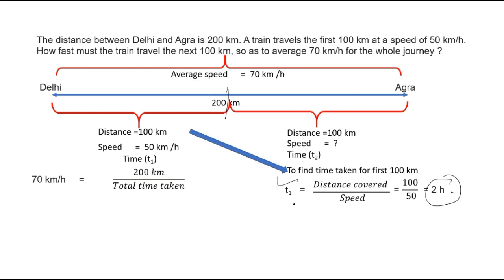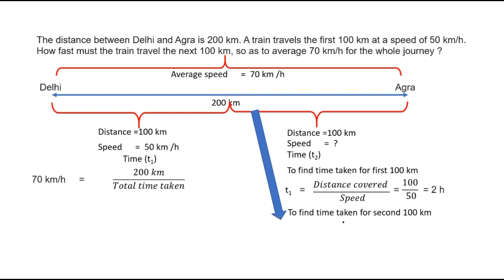Second case. Now here it's very important, and there is a tendency of committing a mathematical error in finding this, so you have to be a little bit alert. We have already taken the first 100 kilometer time. Now we'll go for the second 100 kilometer time, and then we will add them and find out the total time. We will get the equation now. So T2 is equal to distance covered divided by speed, and here the speed is not given.